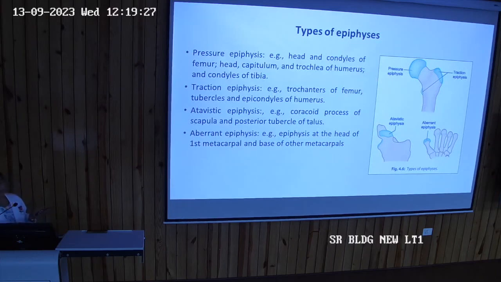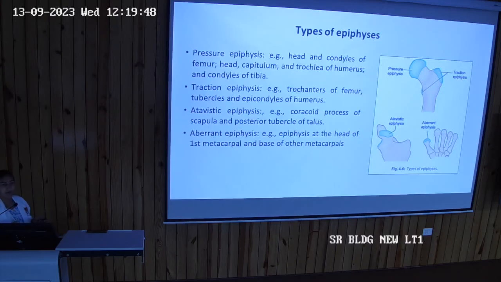Next is atavistic epiphysis. Atavistic epiphysis is a phylogenetic classification. That means the part of the bone which is present in lower animals as a different bone, but in humans it is present as a single bone. The best example is the scapula, the part of the scapula having the coracoid process.